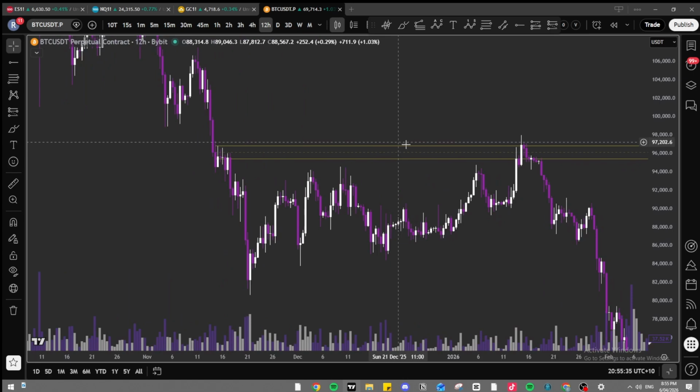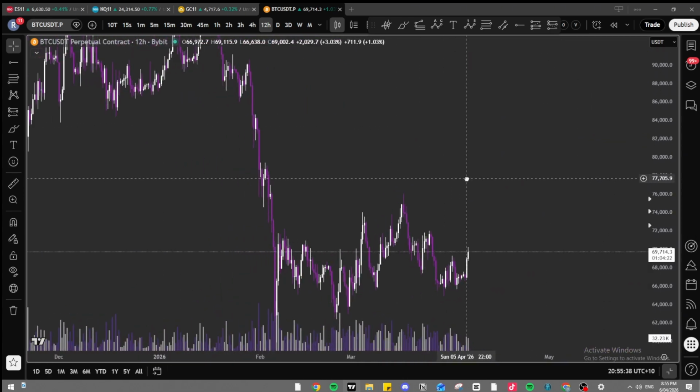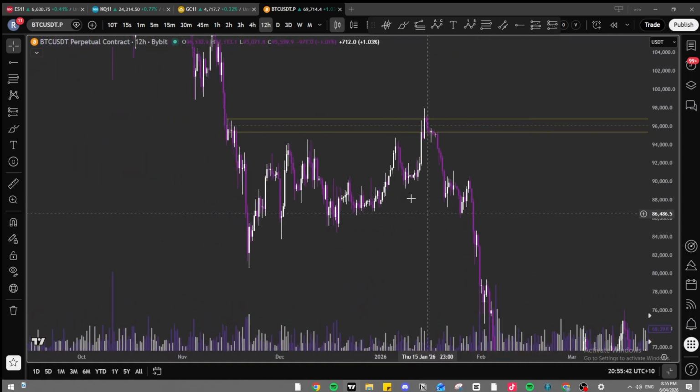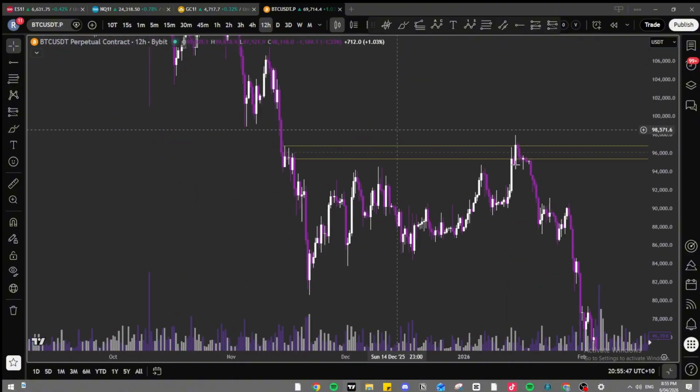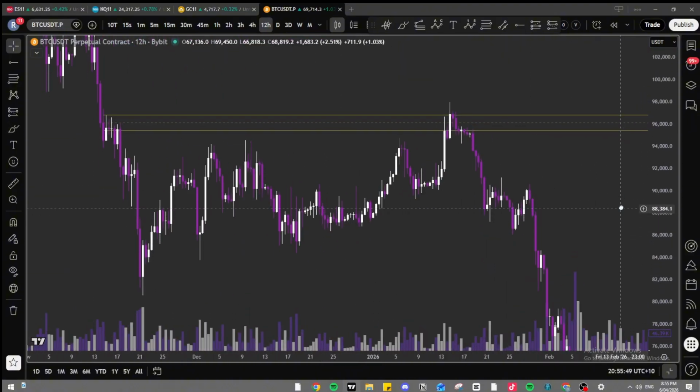Now, as we can see here, by the way, this is the first example I've looked at, and there's many examples that we'll go over. But it doesn't take much cherry picking because price does respect market structure. It's the one thing that price respects on all assets. It's the most important thing in trading.